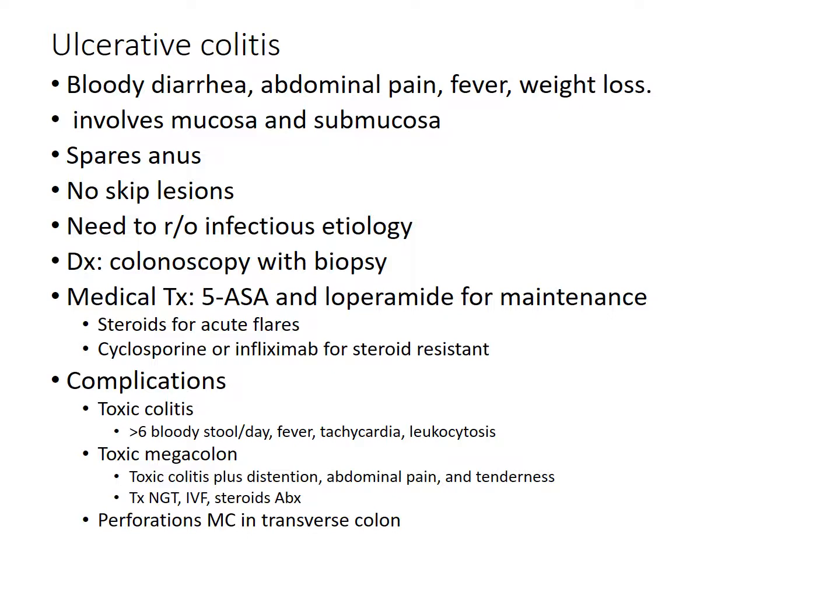Some complications of ulcerative colitis. Toxic megacolon, which is defined as 6 or more bloody bowel movements per day with fever, tachycardia, and leukocytosis. Then if you take that and add distension, abdominal pain, and tenderness, it becomes your toxic megacolon. Treatment is going to be decompression with G-tube, IV fluids, steroids, antibiotics. In ulcerative colitis, your transverse colon is more likely to perforate. It's the most common site, versus Crohn's, where it is the distal ileum.